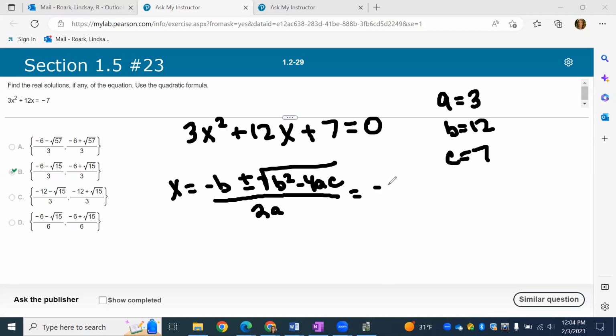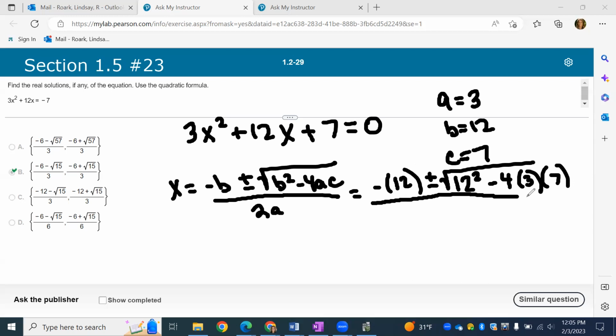So I'll go ahead and substitute for -b. B is 12, so -12 plus or minus the square root of b squared, so 12 squared, minus 4 times ac, where a is 3 and c is 7. So I have 12 squared minus 4 times 3 times 7 underneath my radical. And then this is all divided by 2 times a, which is 3, so 2 times 3.